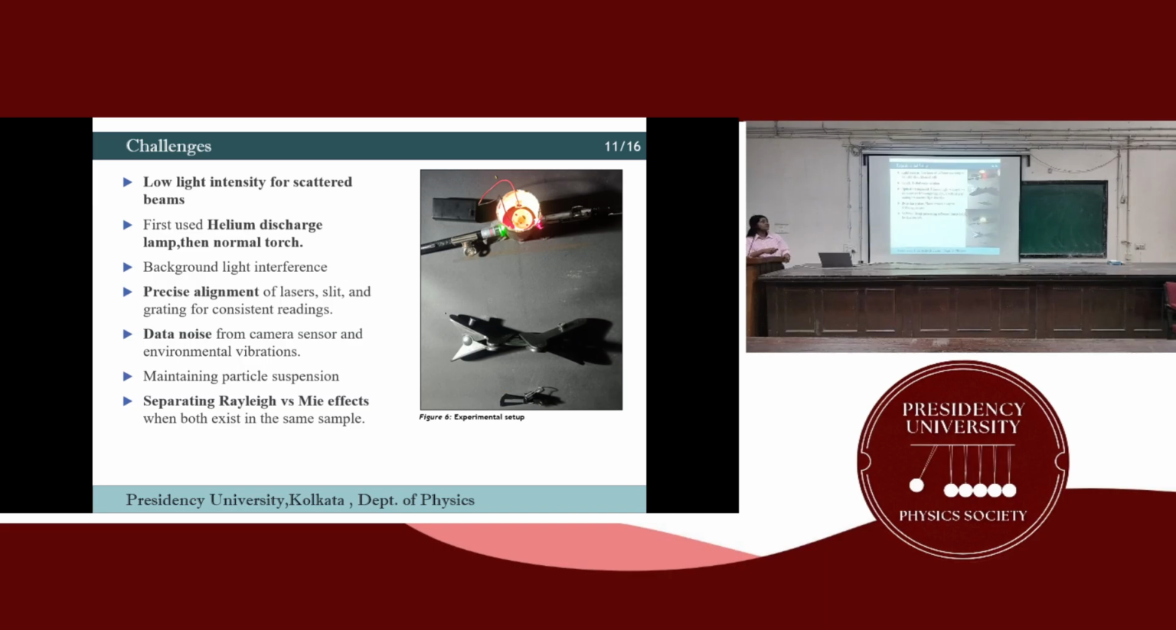Here I have used a filament light, the slit, two lasers, a biconvex lens, and a grating. During the experiment, our sir first suggested using a helium discharge lamp, but we found its line spectrum and could not catch it with our phone camera to detect the spectrum. Then we thought we could move to a white torch, but the band spectrum of the white torch was not continuous at all. We got blue, green, and red.